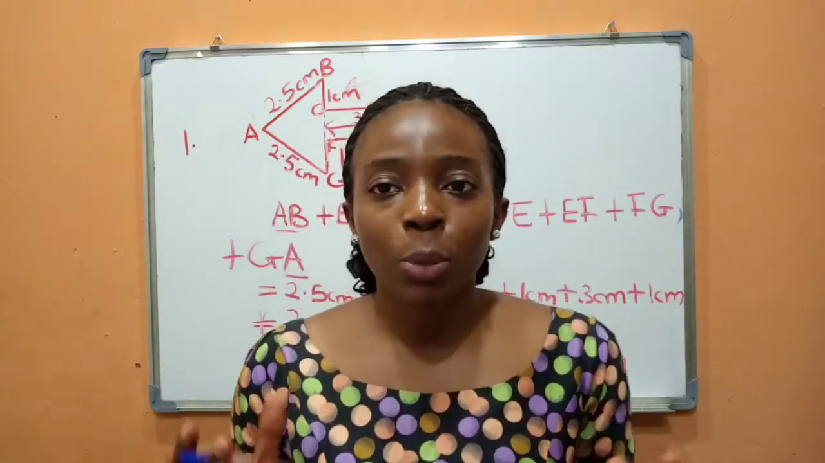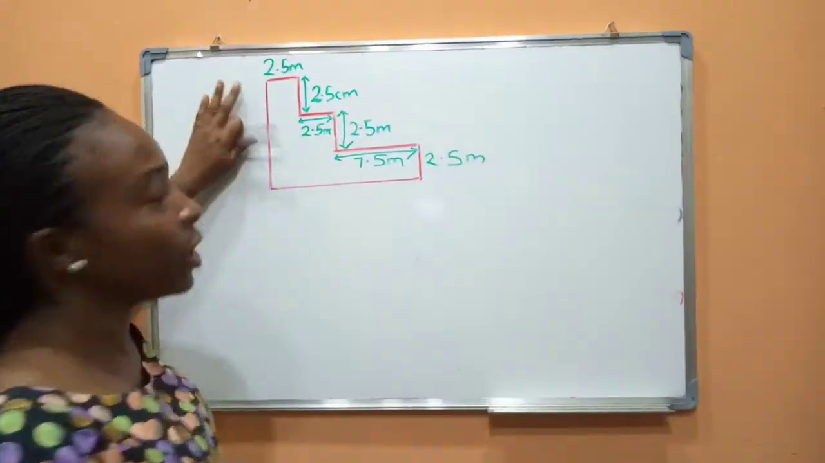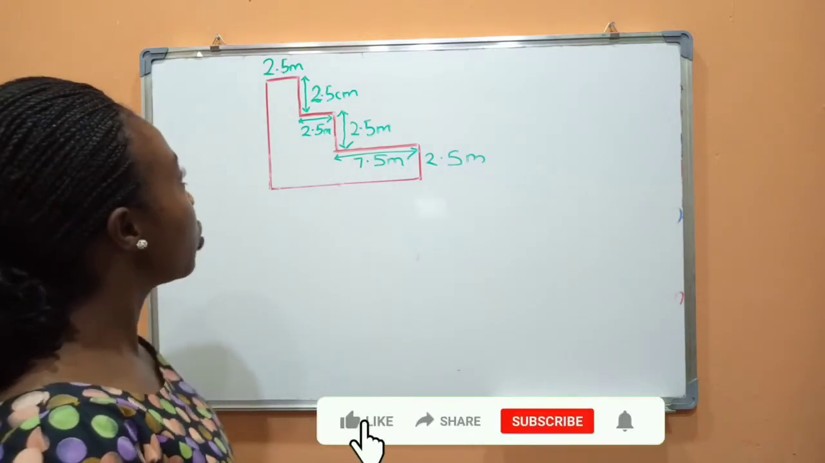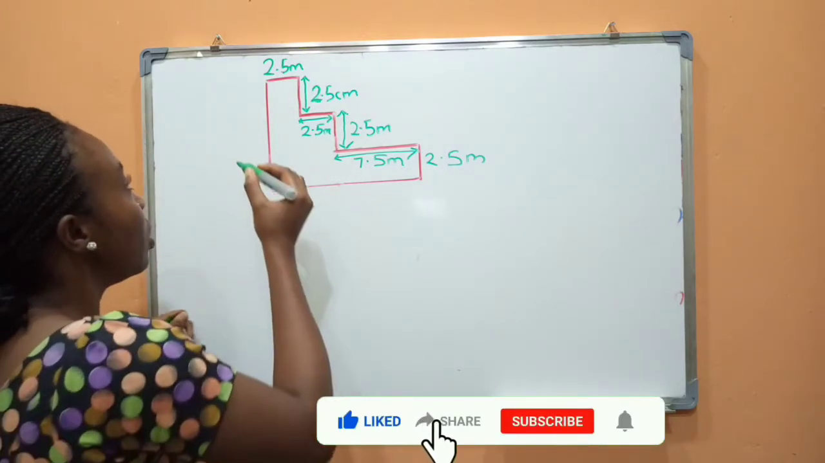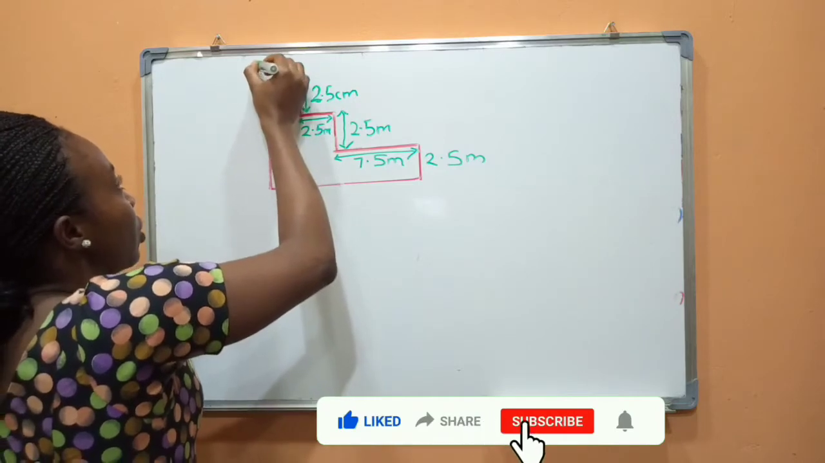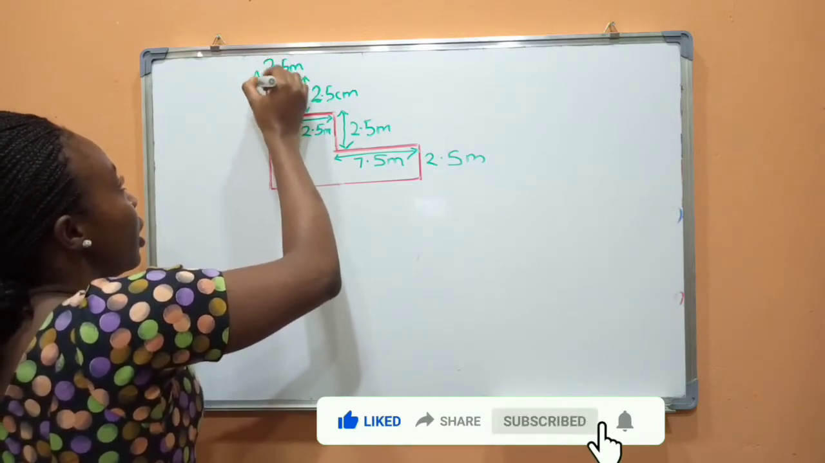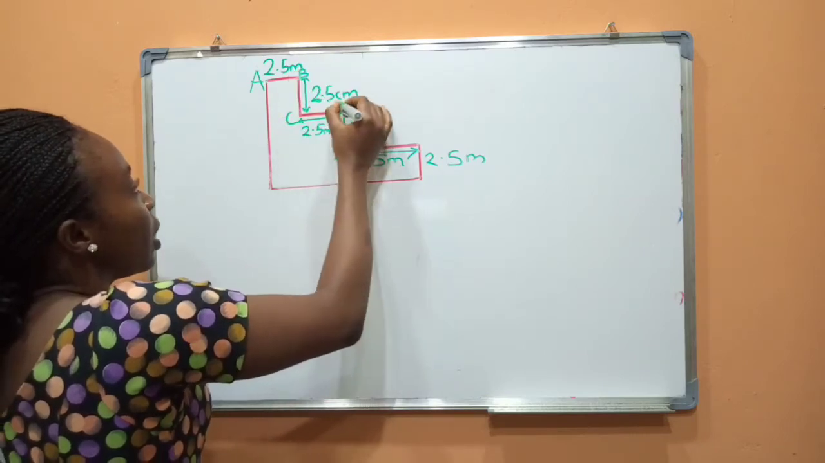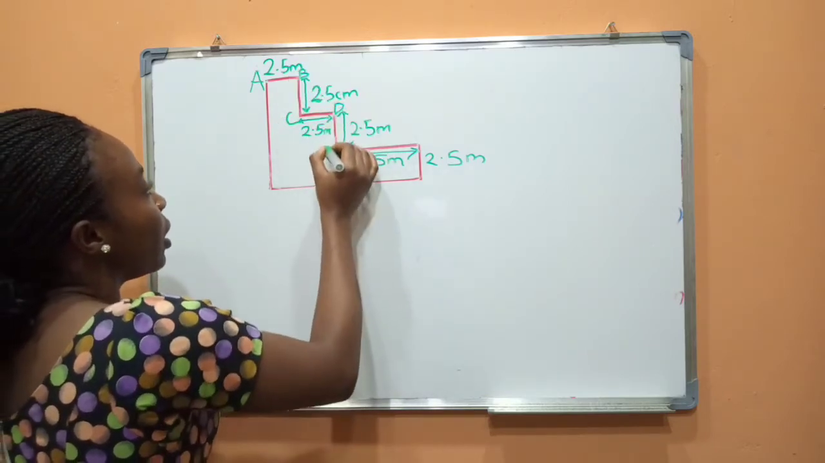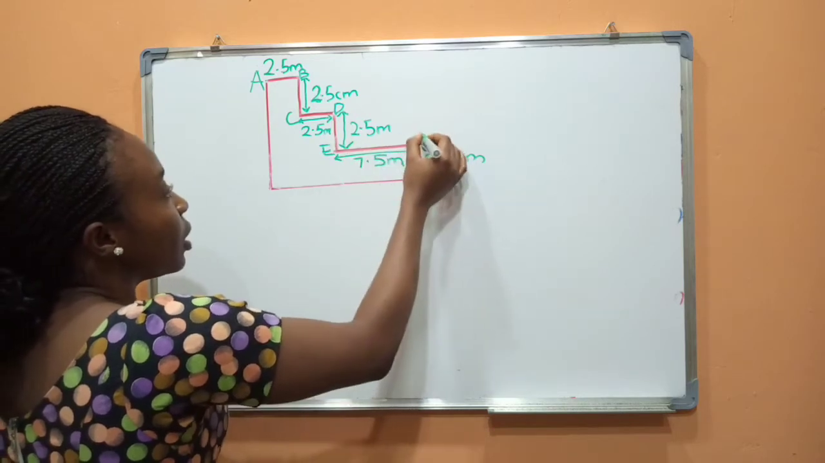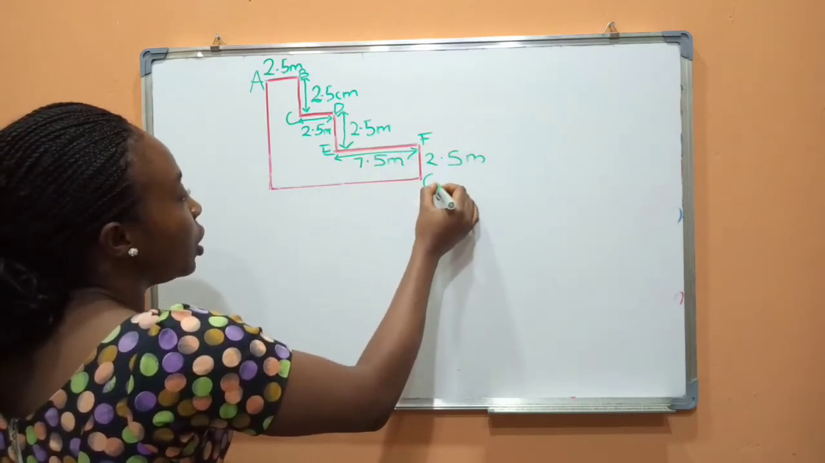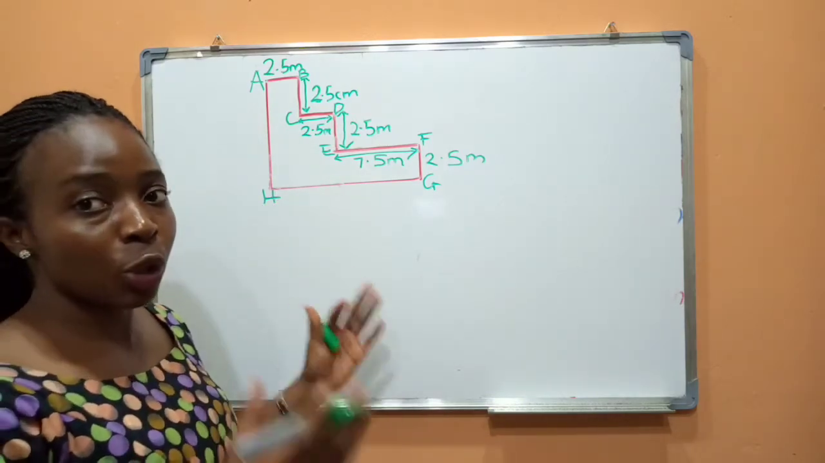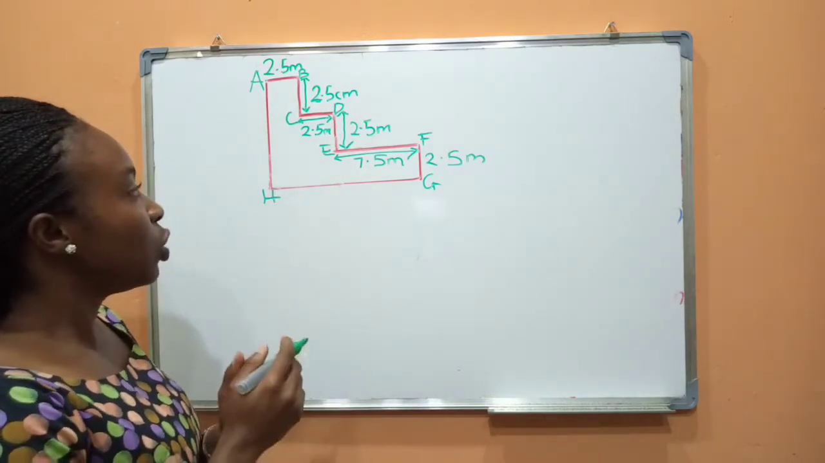Let's take another example for clarity. Okay, how about this? How do we go about solving it? Just like we did in the previous question, let's name it alphabetically. We are going to have here as A, and then here as B, then here as C, and here as D, and here as E, and here as F, and here as G, and here as H. Okay, so now that we are done naming it, let's begin to sum them up.